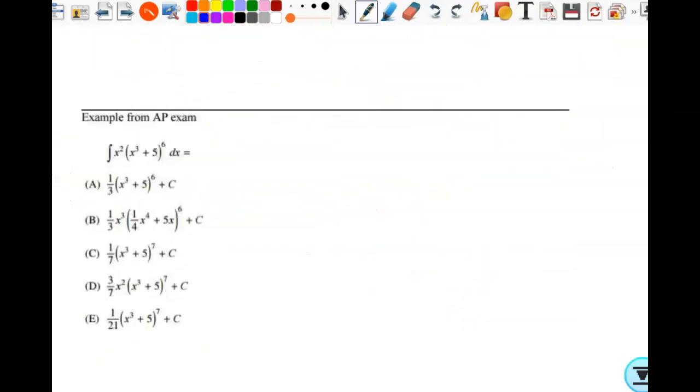Okay. Guys, do this problem. Do the example from the AP exam. So this is straight off an AP exam, what it looks like as a multiple choice question. So work that last one. Do the multiple choice question.